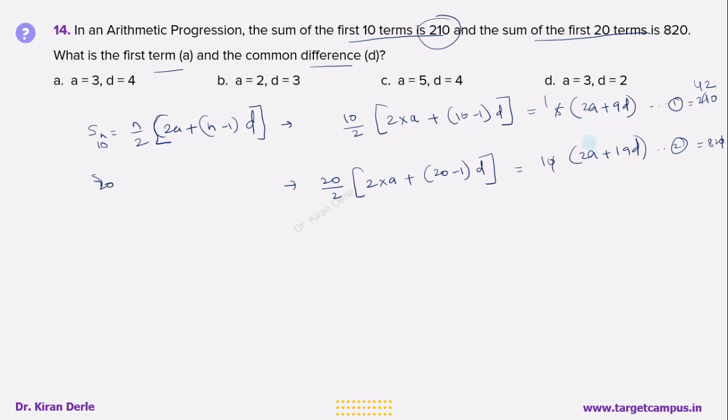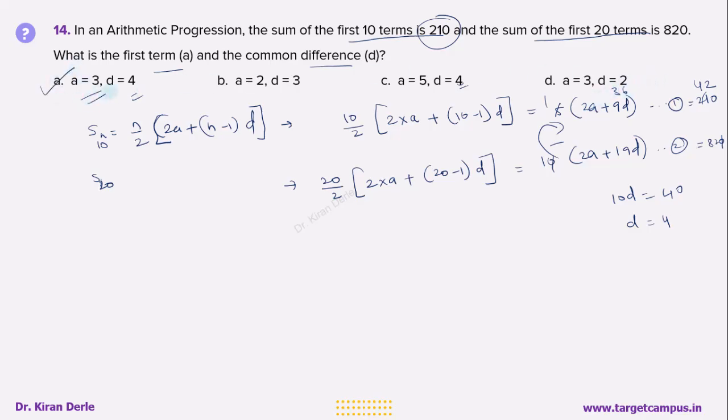So what I want is the common difference first. If I just subtract this from this, 2a will go out and I'm left with 10d is equal to 82 minus 42, which is 40, or d is equal to 4. We have two things, so put the value of d here. 9 into 4 is 36, 42 minus 36 is 6. 2a is equal to 6, or a is equal to 3.